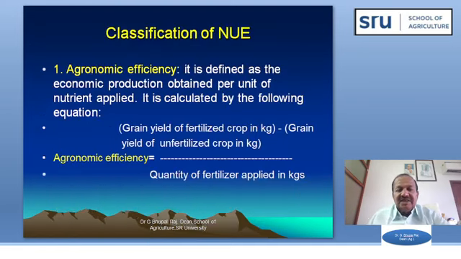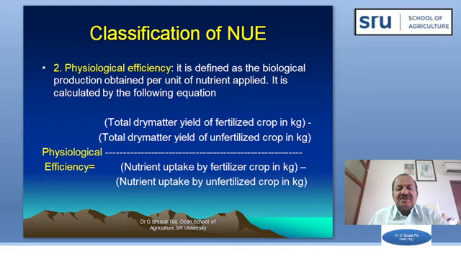In the formula, it is defined as the economic production obtained for unit nutrient applied. It is calculated by the following equation: grain yield of fertilized crop in kg minus grain yield of unfertilized crop in kg, divided by quantity of the fertilizer applied in kgs. It gives the agronomic efficiency.